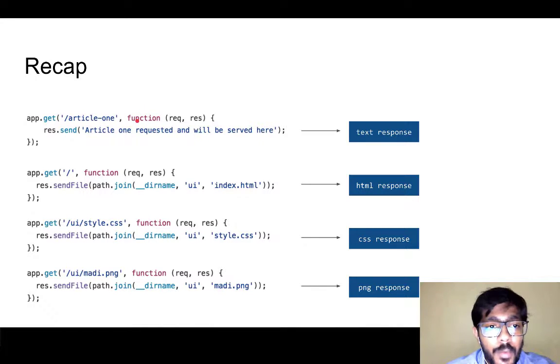What does this function do? This function responds with the following text: article1 requested and will be served here. This is a text response. Similarly, if we look at the URL /, in this case the response is not a text response, but a file, and this file is an HTML file, which makes this an HTML response. Similarly, for CSS, for the URL /ui/style.css, we served a CSS response, and so on for PNG.